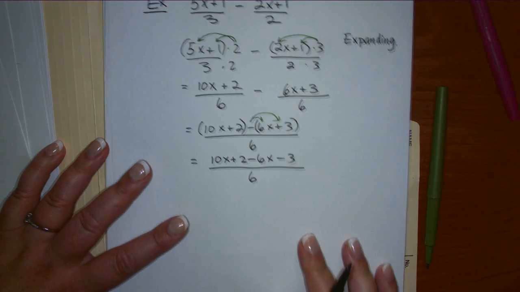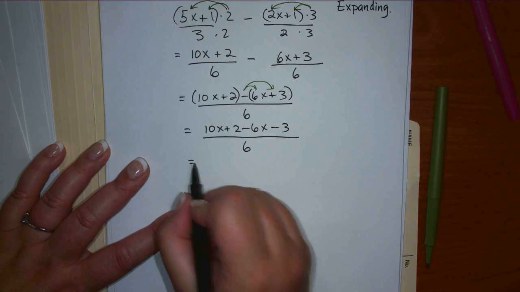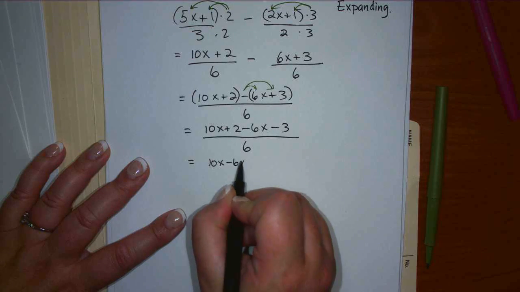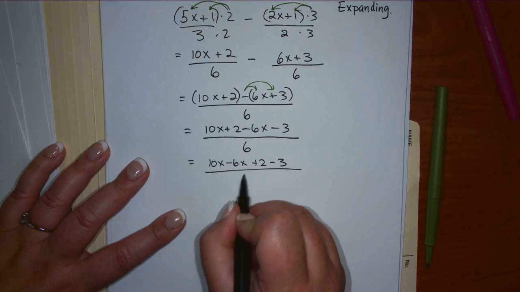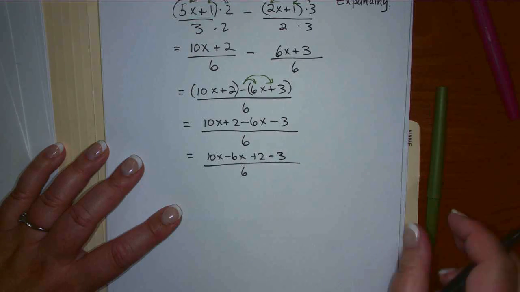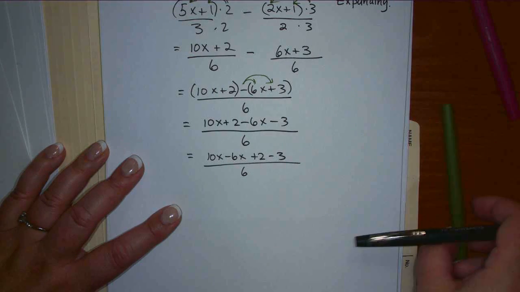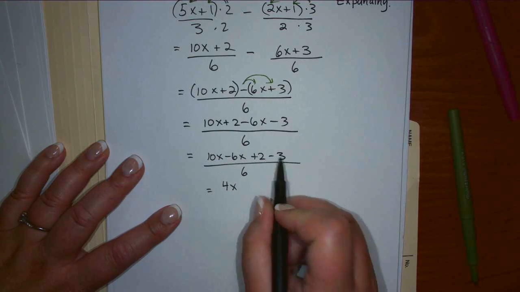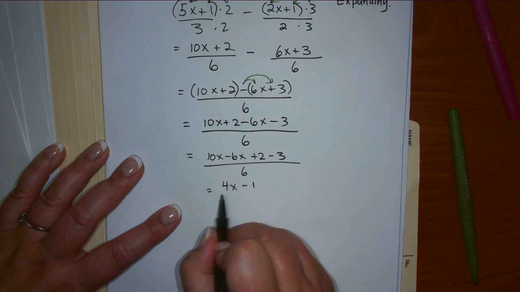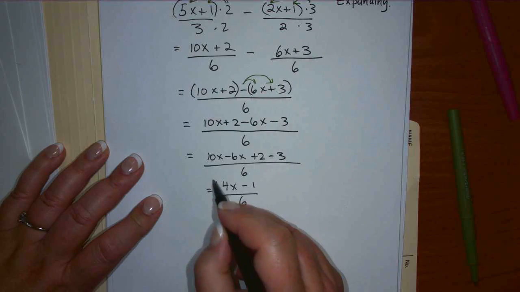And then you collect like terms, right. So this is 10x minus 6x. We can subtract those two. And a plus 2 minus 3. So I just rearrange them. So 10x minus 6x is 4x. And 2 minus 3 is minus 1. And that would be your answer.